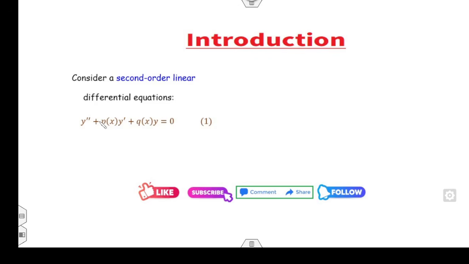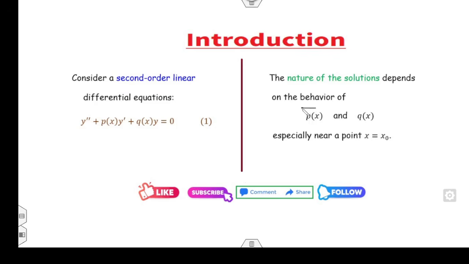Make sure whenever you consider the second order differential equation, the coefficient of the y double dash must be 1, and p and q must be functions of x only. They are the functions of x only. Then the solution of equation number 1 is totally dependent upon the behavior of p(x) and q(x).